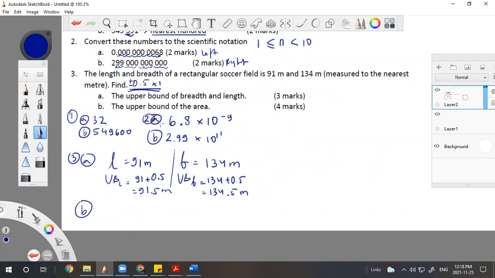B, the upper bound of the area. So for the area of upper bound, you cannot calculate from this times this. Wrong, totally wrong. You have to calculate the upper bound of the length times the upper bound of the breadth. Okay, so 91.5 times 134.5. So the answer to 3A is important, cannot be wrong. So you can calculate B. Please give me the answer.